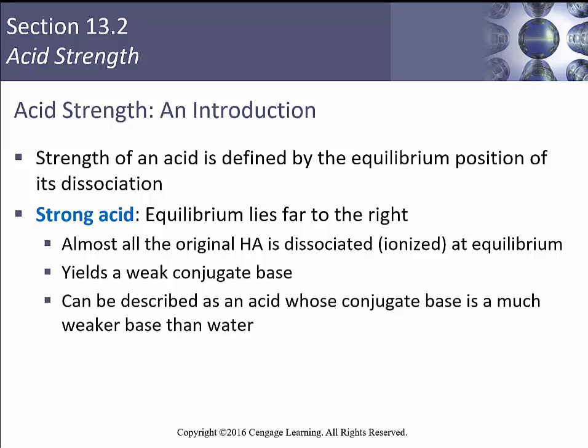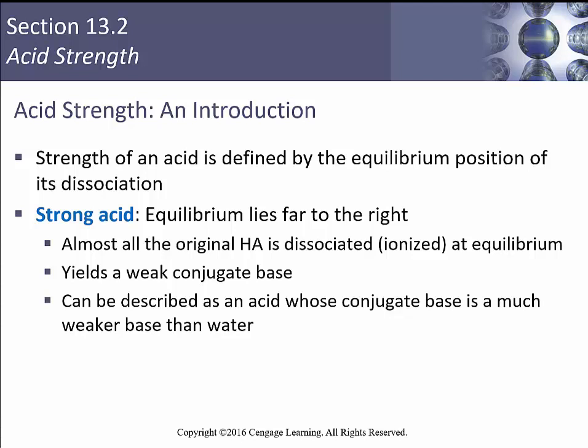Section 13.2, Acid Strength. Acid strength, an introduction. The strength of an acid is defined by the equilibrium position of its dissociation. In a strong acid, equilibrium lies far to the right, so our products are going to be favored. We're going to make a lot of H+. Almost all of the original HA is dissociated or ionized at equilibrium.